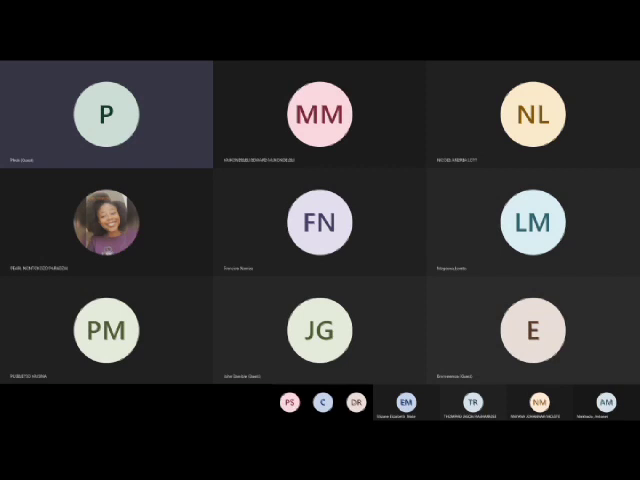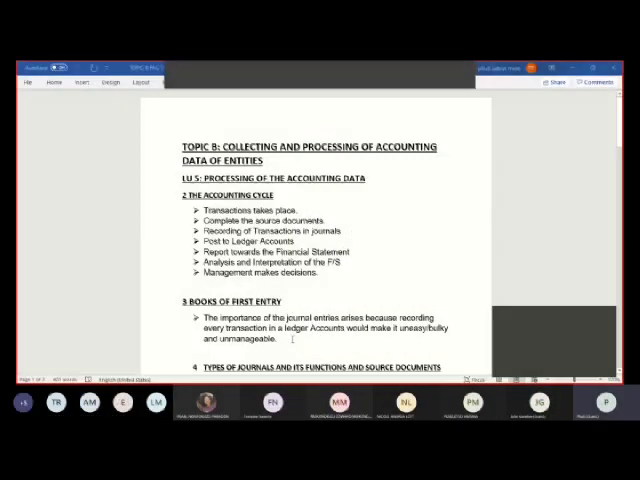Right, looking at your study guide, that entails part of your topic B today. We've got 3 learning units. The first one, I think, is collecting and processing of the accounting data for an entity. Let me just open up my page so that you can see my summary of notes. Just a moment. All right, good. It means that if you see my notes, everybody else must be seeing that.